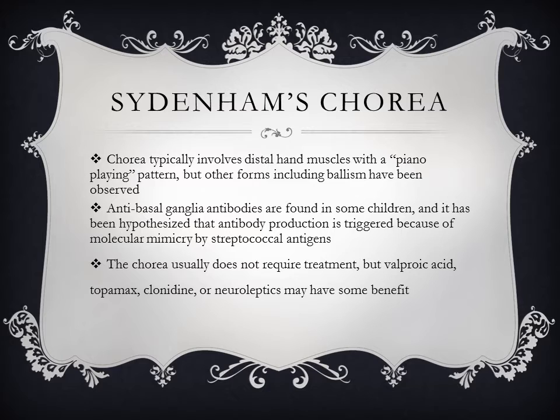Anti-basal ganglia antibodies have been found in some children, and it has been hypothesized that this antibody production occurs because of a molecular mimicry by the streptococcal antigens. The chorea does not always require treatment, but if it is severe, then Depakote, Topamax, Clonidine, or some neuroleptics such as Risperdal have some benefit. I personally use a lot of Topamax in this setting.